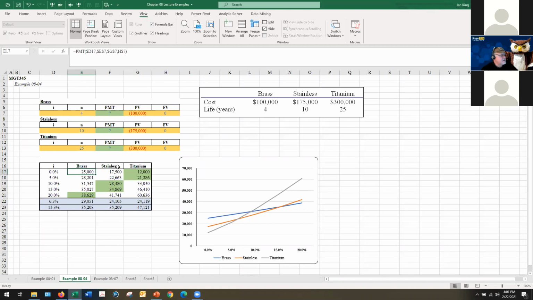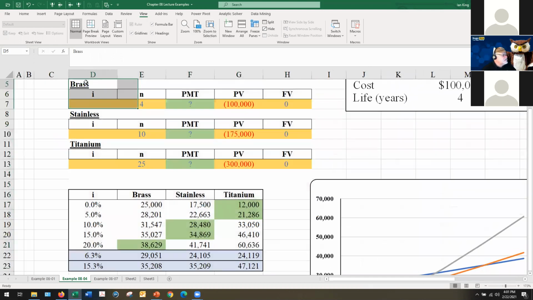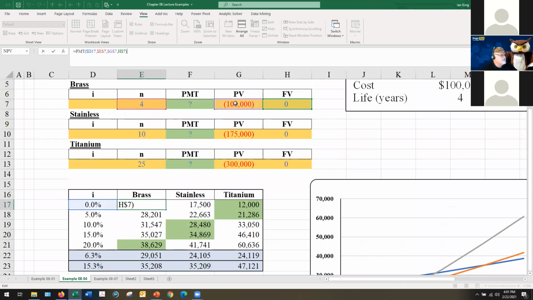So all I did on each one of these is zoom in on here. I should zoom this whole thing. So here's how I did it. I used the payment function, PMT, and said 4 years, $100,000 and 0%. That gives you your annual payment of $25,000.